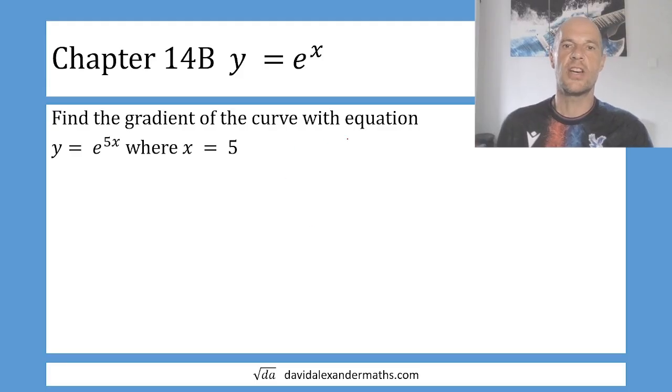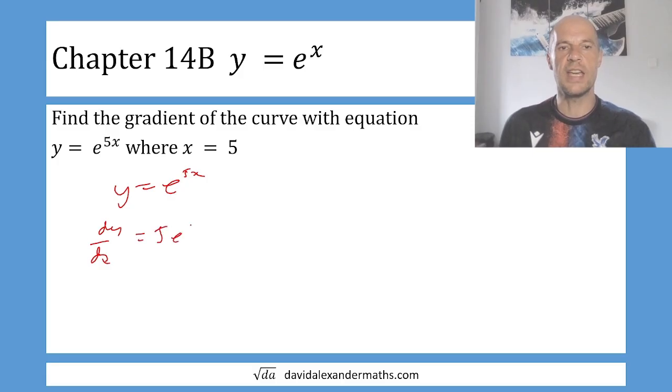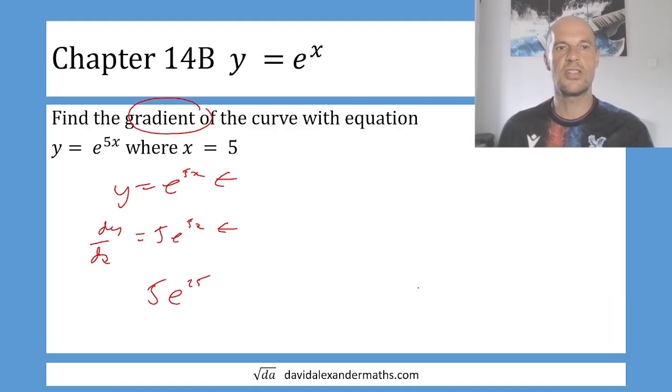Find the gradient of the curve with equation y equals e to the power of 5x where x is 5. Well, if y equals e to the 5x, then dy by dx is 5e to the 5x. The question is talking about the gradient, so that's a clue we need to differentiate. So this is our function, but this is our function for the gradient. So what is the value of the gradient when x is 5? Well, it's going to be 5 times e to the power of 5 times 5. So it's going to be 5e to the 25. So that is the gradient of the curve where x is 5.